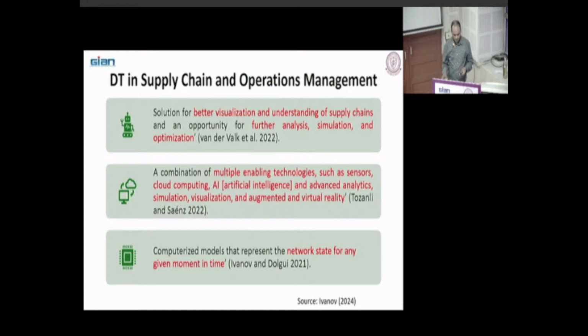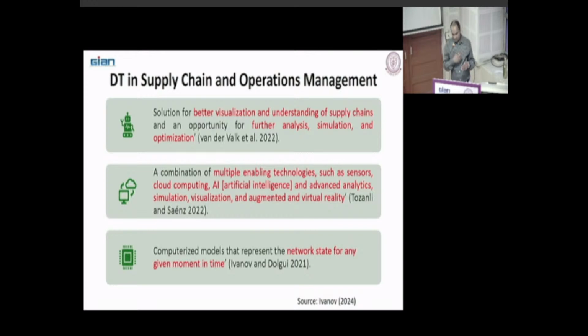It is a solution for better visualization and understanding of supply chains and an opportunity for further analysis, simulation, optimization. We already talked about those three things: what is the use of simulation, optimization, and then data analytics in the digital twin. We can analyze your supply chain virtual model, and then you can do the optimization, and we can enhance the systems. Combination of multiple enabling technologies. So for digital twin, you need a couple of technologies. You cannot simply rely on one single technology for the digital twin. Why?